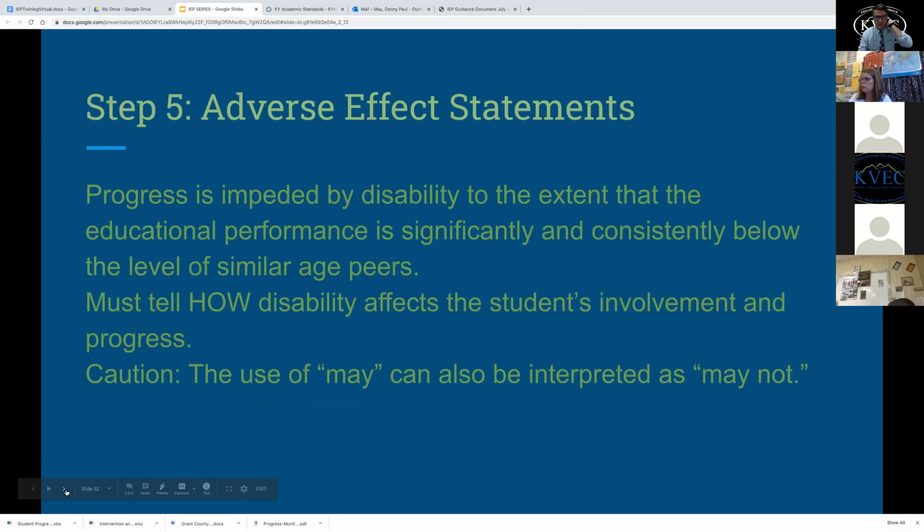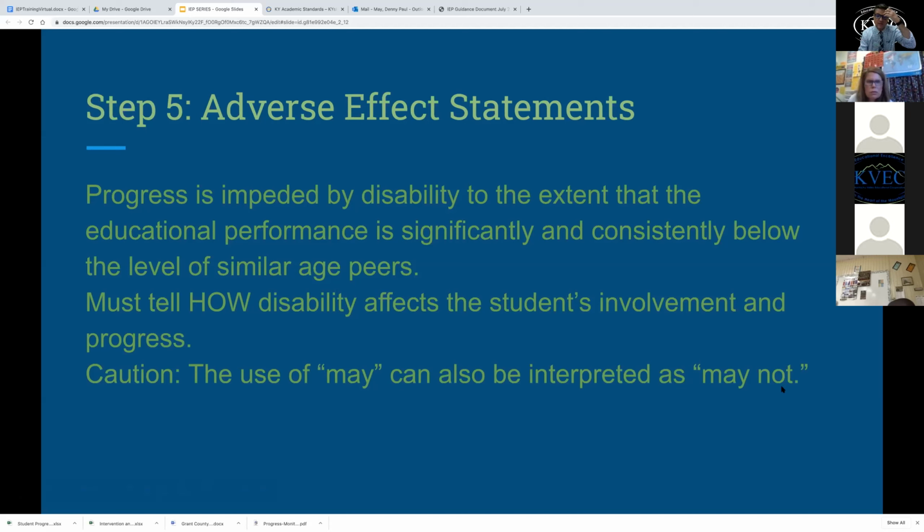In writing adverse effect statements, progress is impeded by the disability to the extent that the educational performance is significantly and consistently below the level of similar age peers. If it's not, they probably don't need a goal for it, and they may not need special education in some instances. It must tell how the disability affects the student's involvement and progress. Caution, the use of may. The student may have an adverse effect on, or this disability may have an adverse effect on their ability to write this sentence, or it may have it. Do not use may. May can also be interpreted as may not.